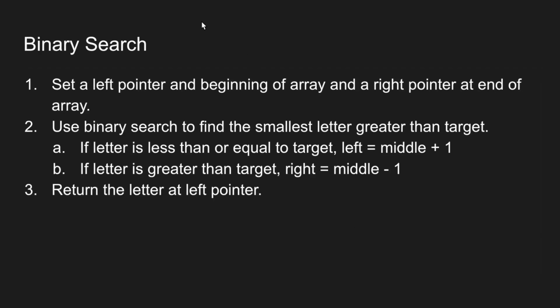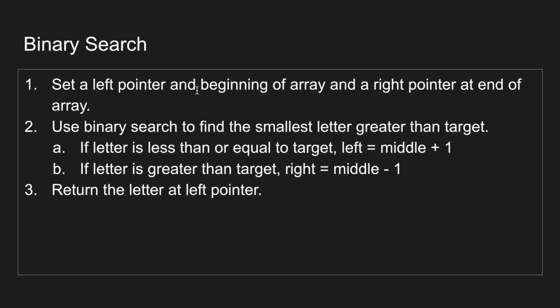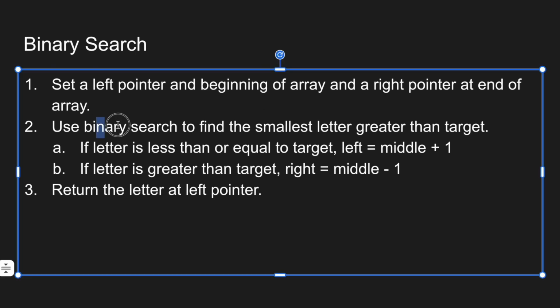Because the array is sorted, we can actually use binary search. So we will first set a left pointer at the beginning of the array, and we will set the right pointer at the end of the array. The beginning of the array would be index 0, and the end of the array would be index of the length of the array minus 1. And now we will use binary search to find the smallest letter greater than target.